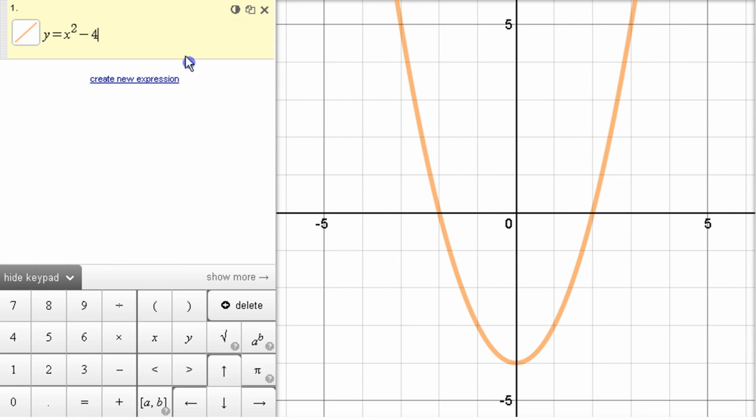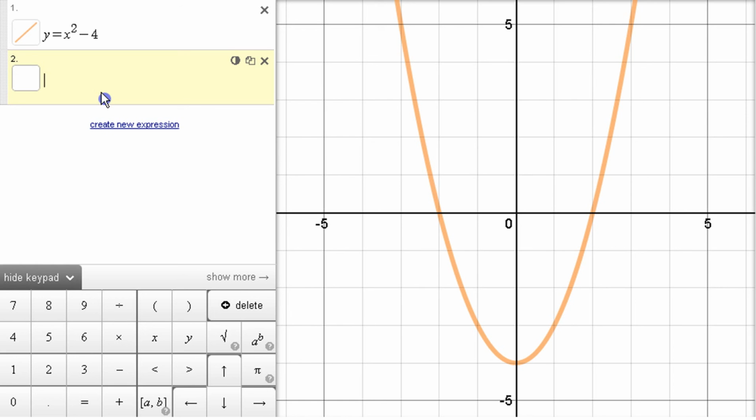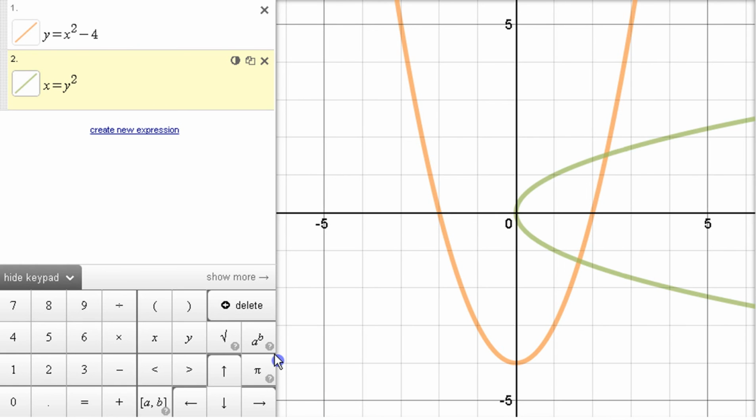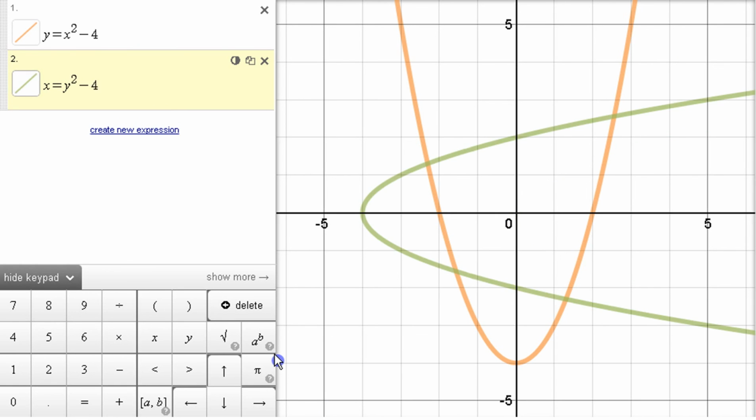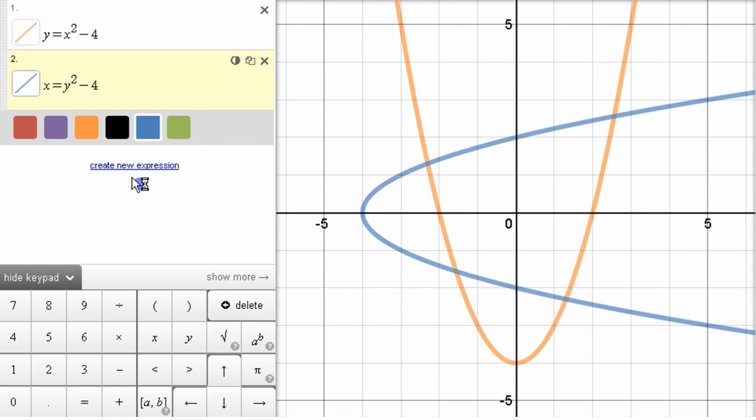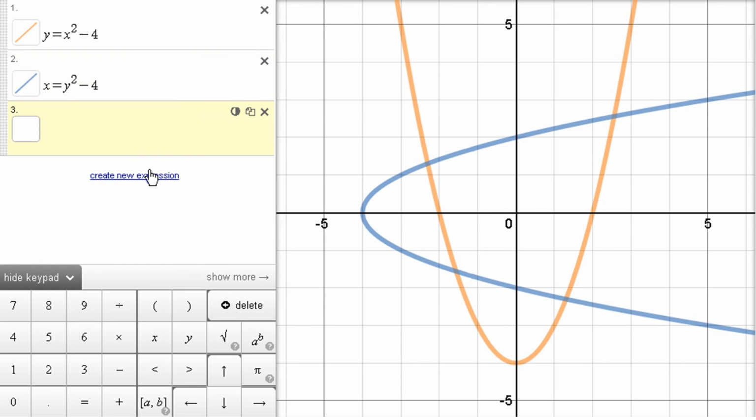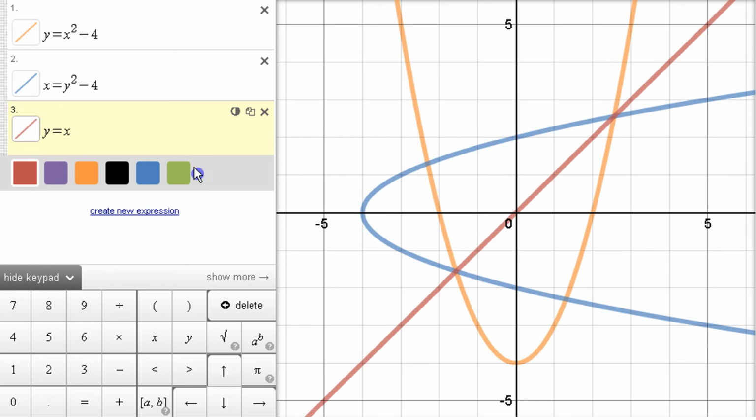Now, to find the inverse of this, we'll do it graphically first. If we just change it to x equals y squared minus 4, you're going to get that inverse the way you expected. And we can add our line y equals x in there to see the reflection. Stick with the colors we had before. All right, that's a reflection across that line, y equals x. Okay, that's the line of symmetry between those two things.